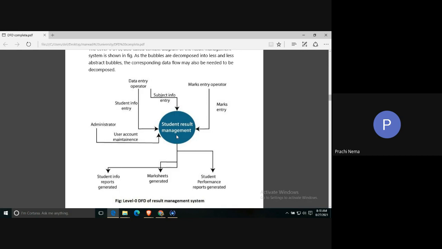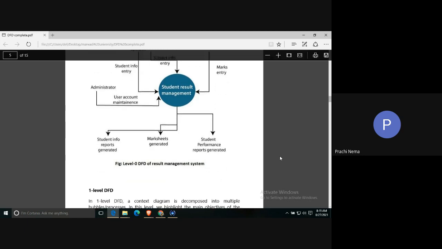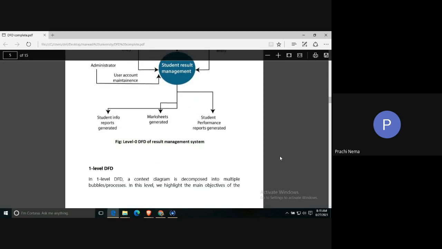The input or the flow of information for this process will be from the administrator, from the data entry operator, from the marks entry operator. So all this information is flowing into this process, and it is generating output as the reports, the mark sheets, and performance report. These are information report and these are performance report. So like this you can draw a DFD. I will explain one better example to you, but first let us take an overview of all the levels.